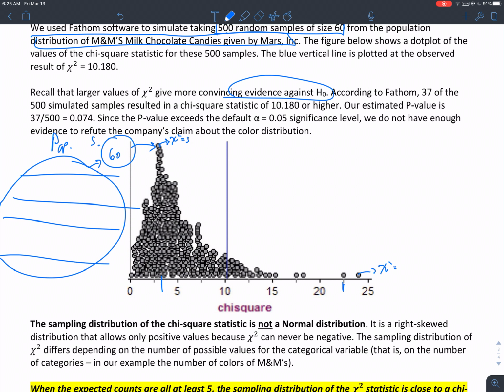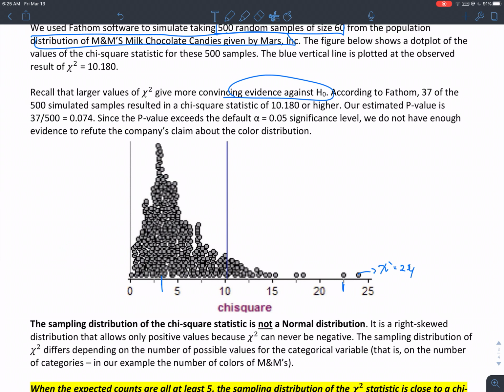22.5, so maybe like 23.5 or something like that, I don't know. 24, something like that. Okay? And so just remember, this is an approximate sampling distribution. Okay, and we can use this approximate sampling distribution now to go and evaluate the company's claim. So we did a simulation, and we can use our simulation to evaluate the company's claim.